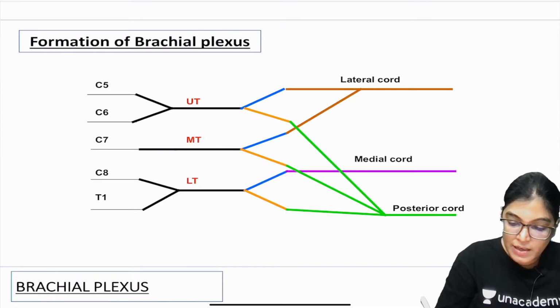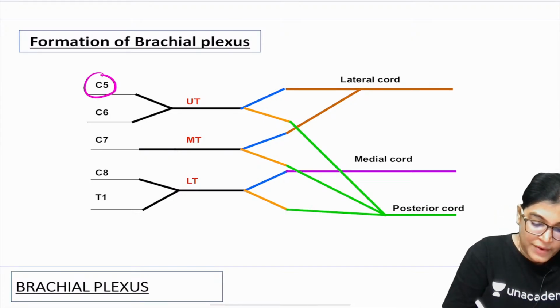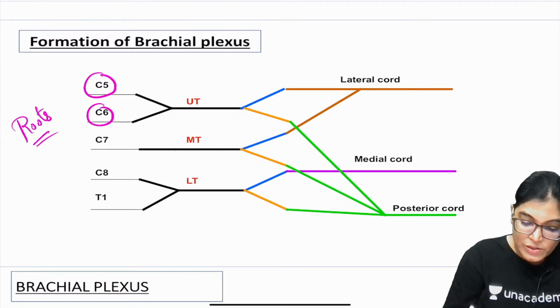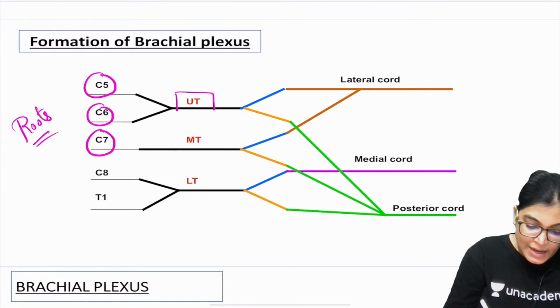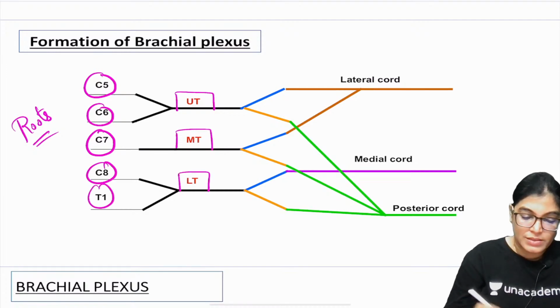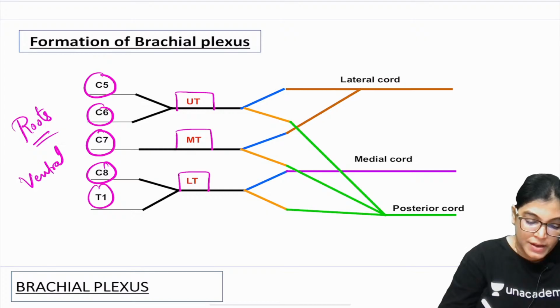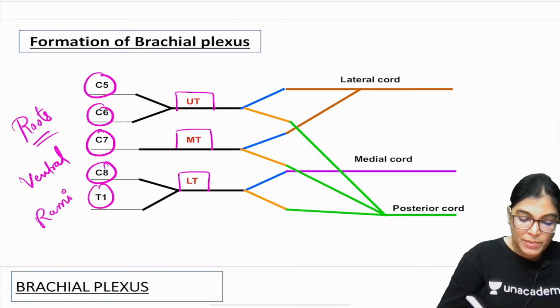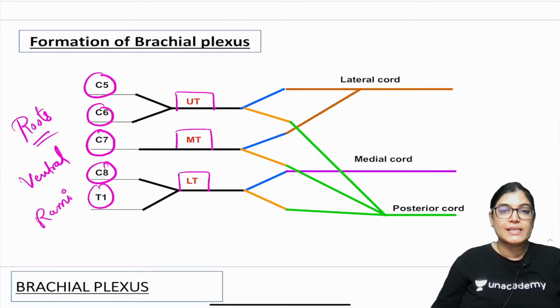Okay, so here you can see C5 and C6. What are these? These are all roots. C5 and C6 will join to form the upper trunk. C7 will form the middle trunk, C8 and T1 will form the lower trunk. This is formed by the ventral rami. So, roots are formed by the ventral rami of C5, C6, C7, C8 and T1.